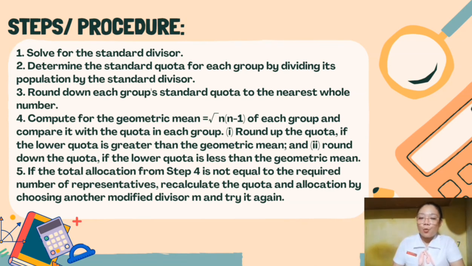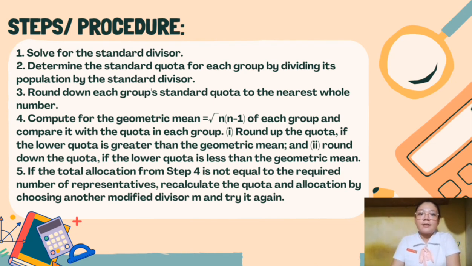Step 1 is to solve for the standard divisor. The standard divisor is calculated by dividing the total population by the total number of representatives or the seats available. Step 2 is to determine the standard quota for each group by dividing its population by the standard divisor. Step 3 is to round down each group's standard quota to the nearest whole number. So each state's standard quota is initially rounded down to the nearest whole number.